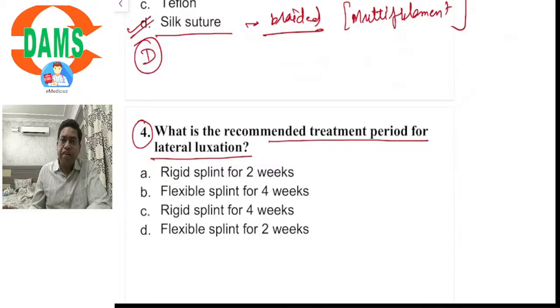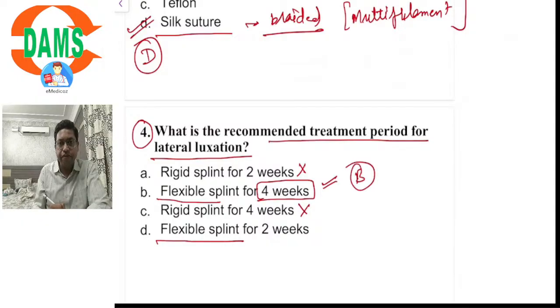All of you must be remembering that we always give physiological, non-rigid or flexible splinting. So we rule out the options A and C straightforward. We are left with option B, which is flexible splint for 4 weeks, and flexible splint for 2 weeks. For that, you should know the duration of splinting for lateral luxation is 4 weeks. So option B would be the answer. Normally, the duration of splinting is 4 weeks for lateral luxation and intrusion type of luxation injuries.